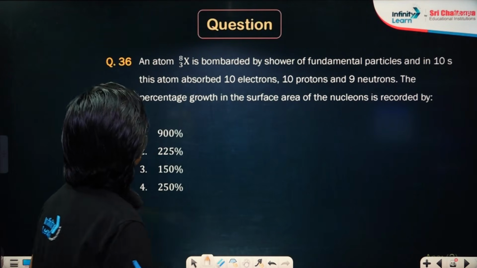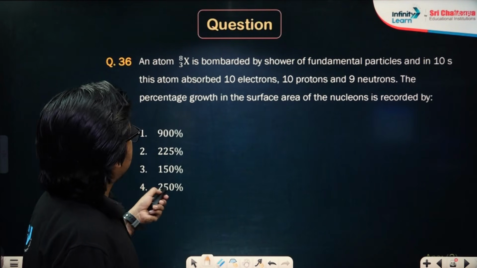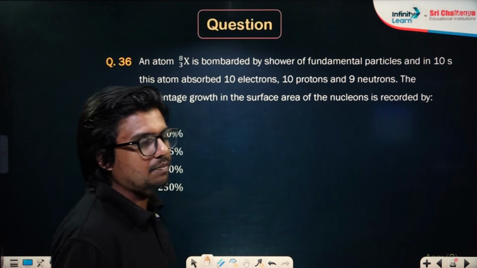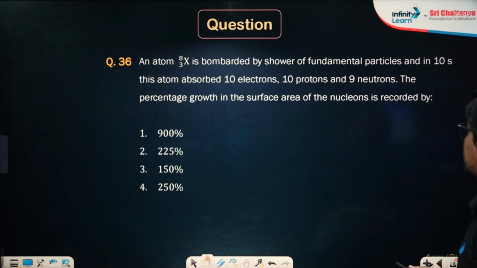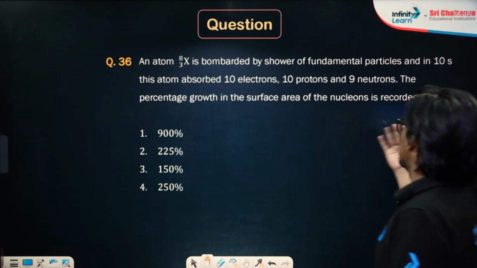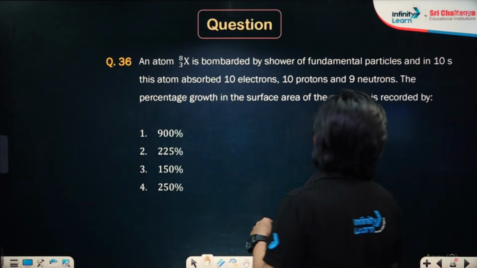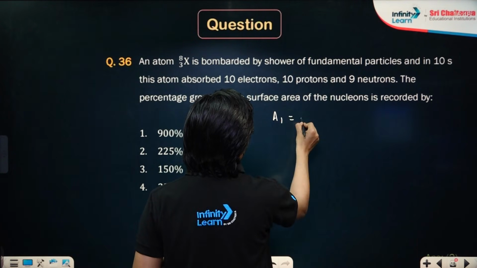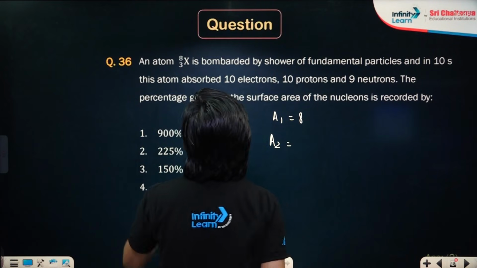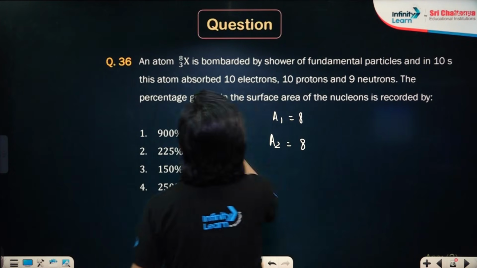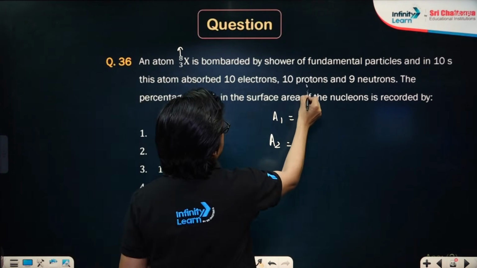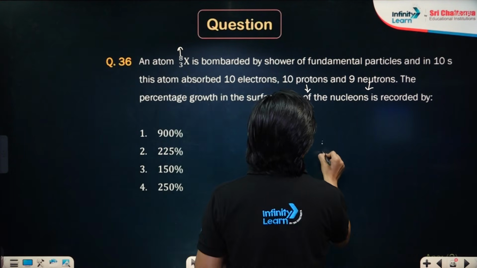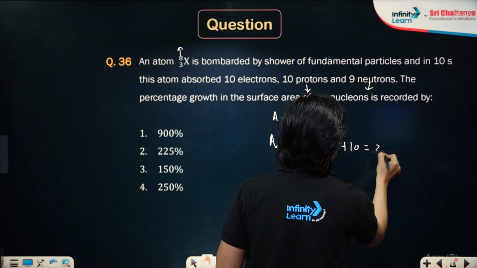Next question. An atom 3X8 is bombarded by shower of fundamental particles, and in 10 seconds, this atom absorbs 10 electrons, 10 protons, and 10 neutrons. The percentage growth in the surface area of the nucleons is recorded by. So in the first case, number of nucleons equal to 8. In the second case, number of nucleons equal to 8, and absorption of 10 protons and 9 neutrons is also there. So this is 8 plus 9 plus 10, that is 27.